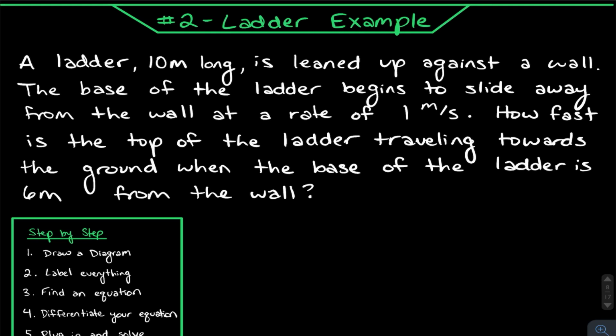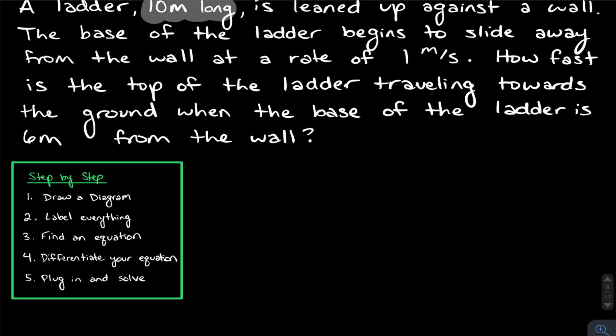Let's try to just read the problem again and understand. The ladder's 10 meters long. It's leaned up against a wall. So the first step, drawing a diagram: you think of a wall, the ground, and then you have a ladder.